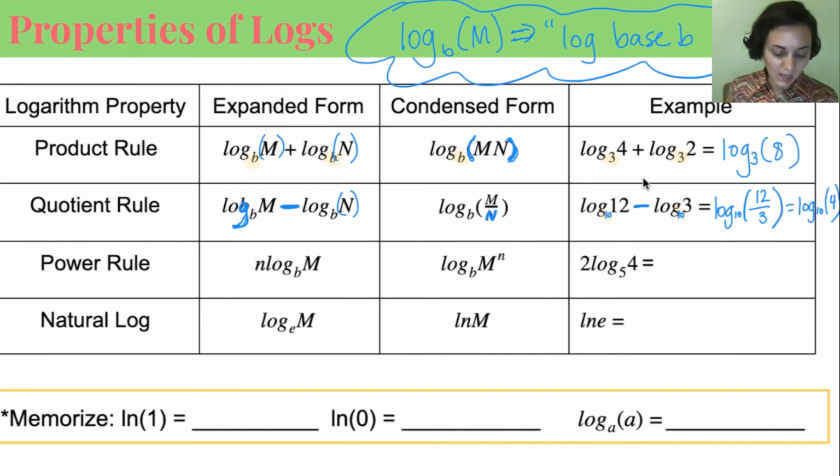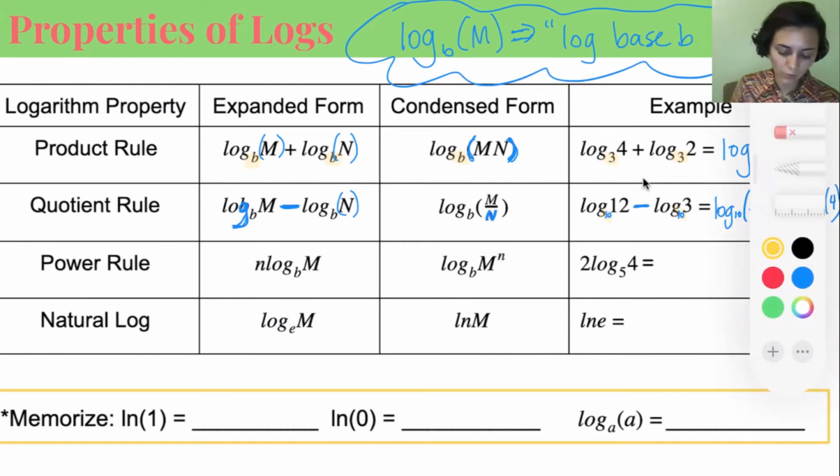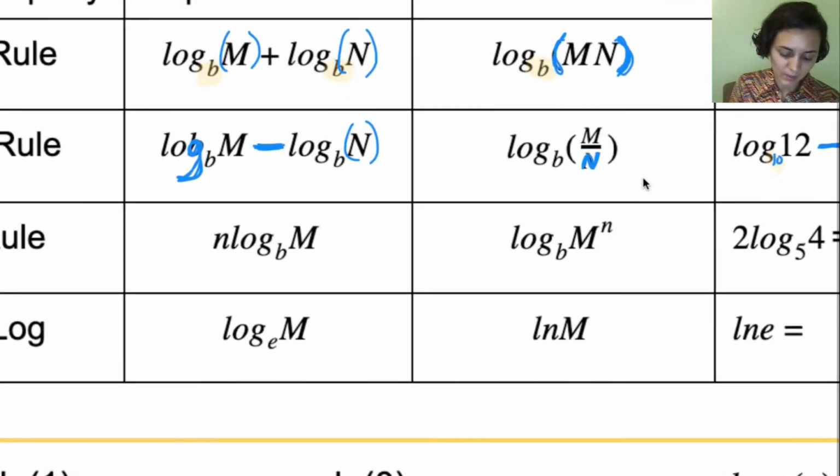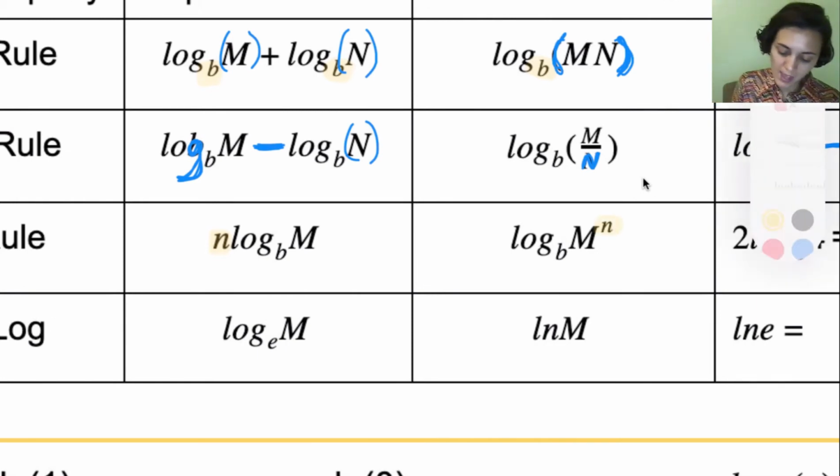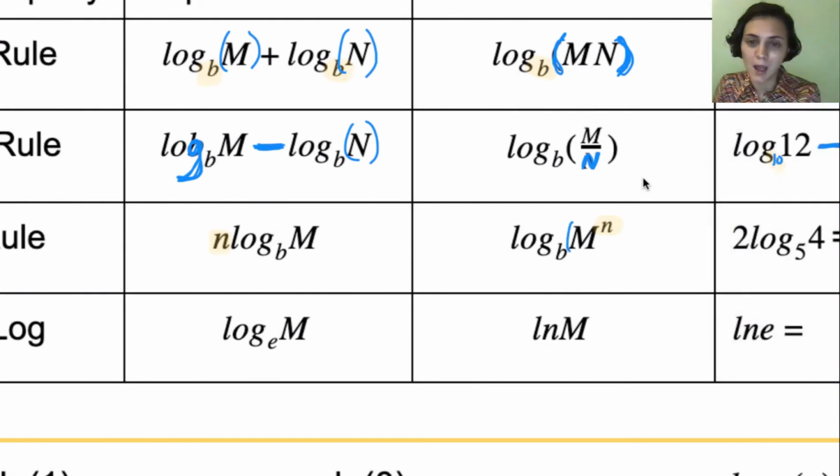Okay. Next up is the power rule. The power rule is applied when you have a constant, a number that's being multiplied by a log. If you're multiplying a number by a log, that number can become the power of whatever is in the argument. So m is being raised to the power of n. You can move the constant to become a power.